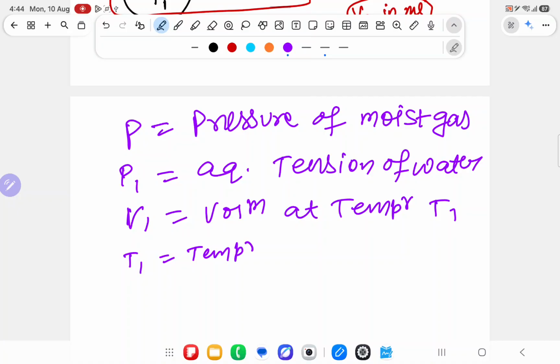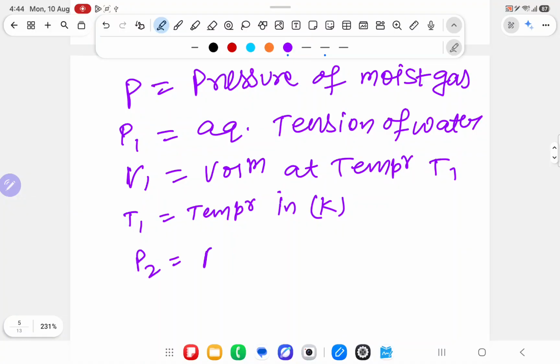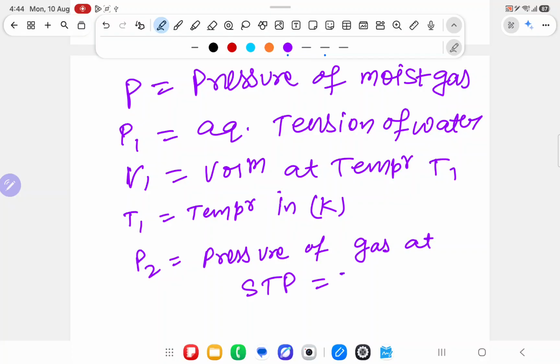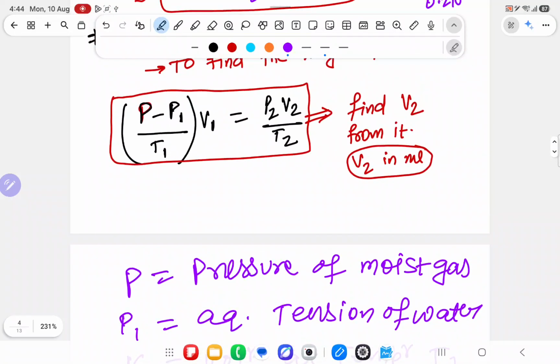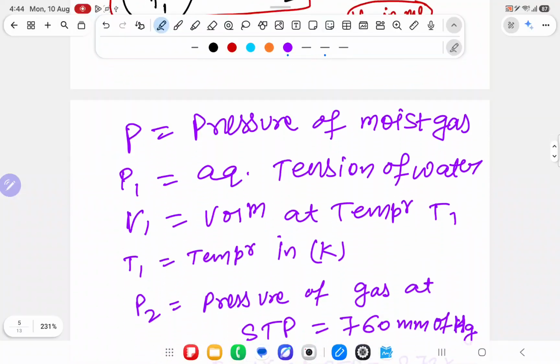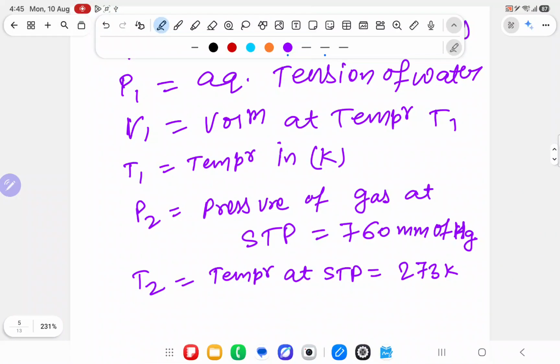Sir, what is T1? Temperature in Kelvin. Now, sir, what is P2? P2 is the pressure of gas at STP, and that is fixed, 760 millimeter of Hg. P2 value is always fixed, and T2 is the temperature at STP. STP means standard temperature and pressure, and it is also fixed, 273 Kelvin. It means in this formula P2 is fixed, T2 is fixed. P, P1, V1, T1 will be given in the questions.